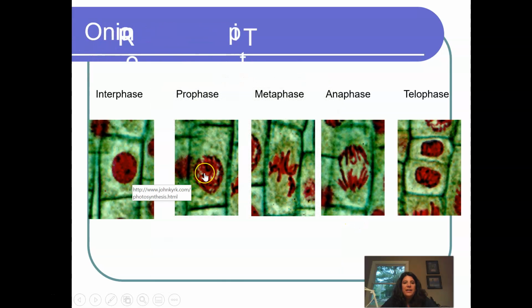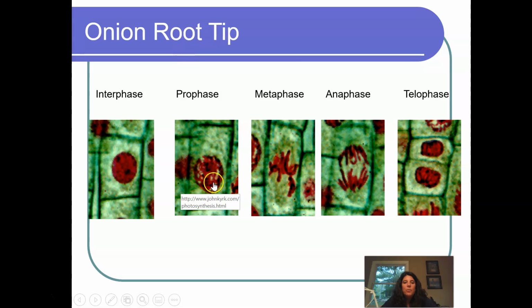Again, here's an interphase. Here's a prophase. You can start to see the lines a little bit, the chromosomes. Here's metaphase, where they're all along the middle. Anaphase, where they're pulling apart. And then telophase, where you're going to end up with two separate cells.